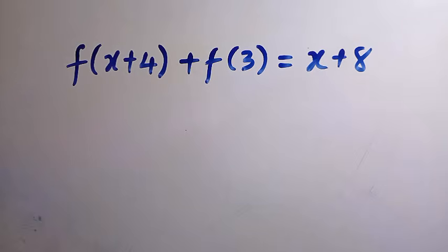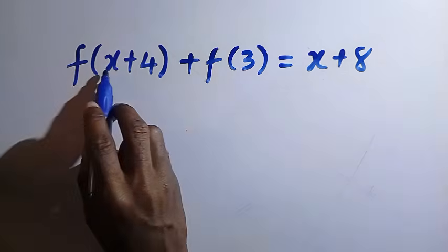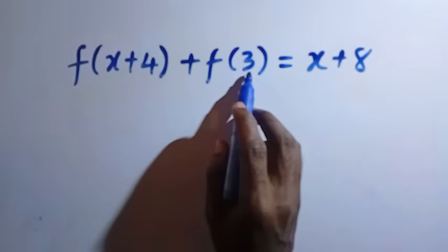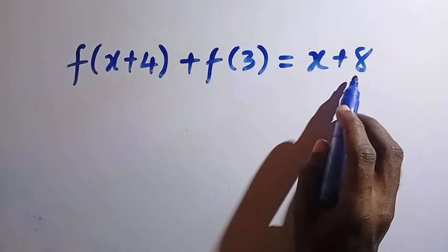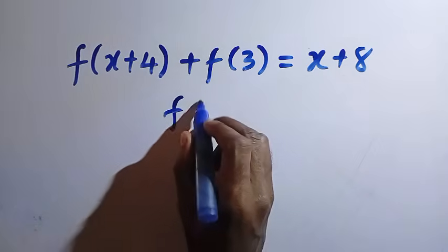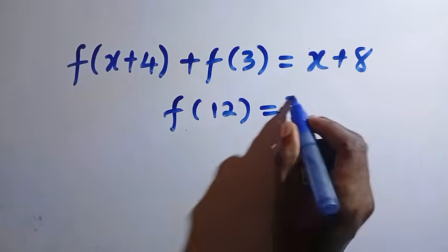This is a very nice, interesting functional equation. But how do you solve this problem, and how many ways can you solve this? Let's drop the answer in the comment box. The question here is f of x plus 4 plus f of 3 equals x plus 8. We are interested to get f of 12.